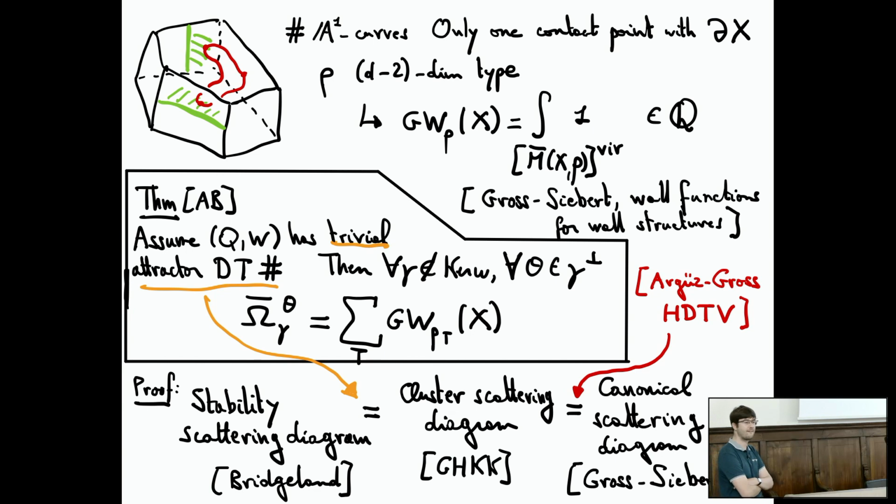Yes. If W is equal to 0, does everything simplify in a nice way? If there are oriented cycles, having W equal to 0 does not guarantee that there are trivial attractor DT invariants. Can you say a little more about these tropical types? Is that the T appearing, the sum over the tropical types? Yes.